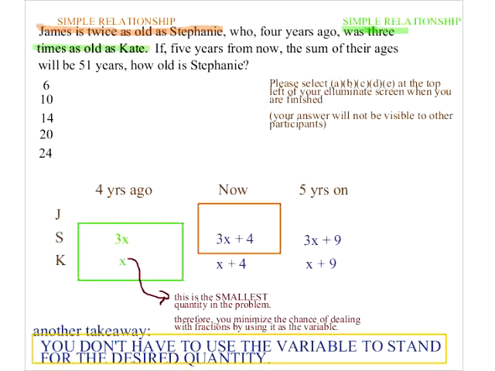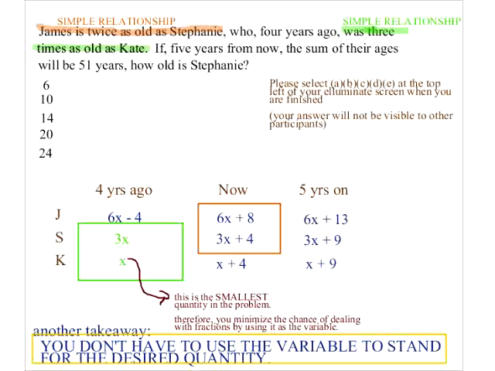And then now you use your other simple relationship. James is twice as old as Stephanie. So you just double Stephanie to get James. So that's a 6x plus 8. That means this is now 6x minus 4. And this is now 6x plus 13. No fractions. This is really nice.